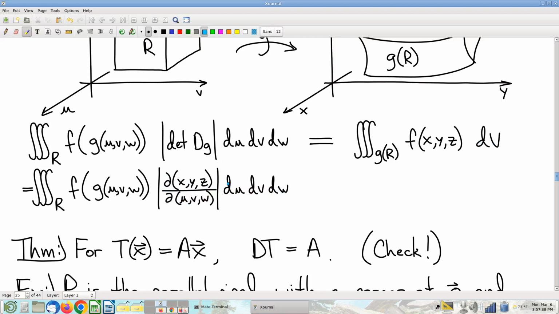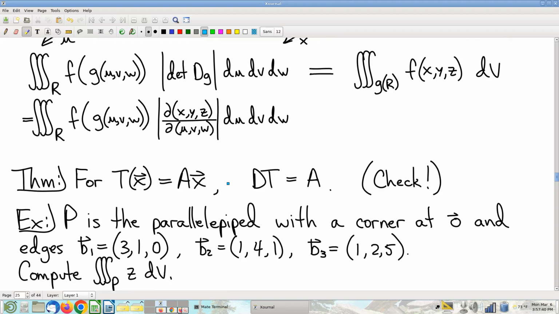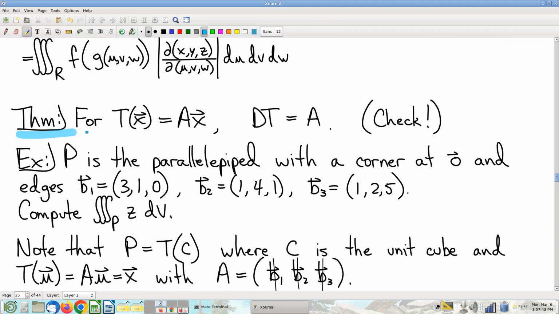Okay, real quick lemma before we go on. A neat fact about linear transformations.